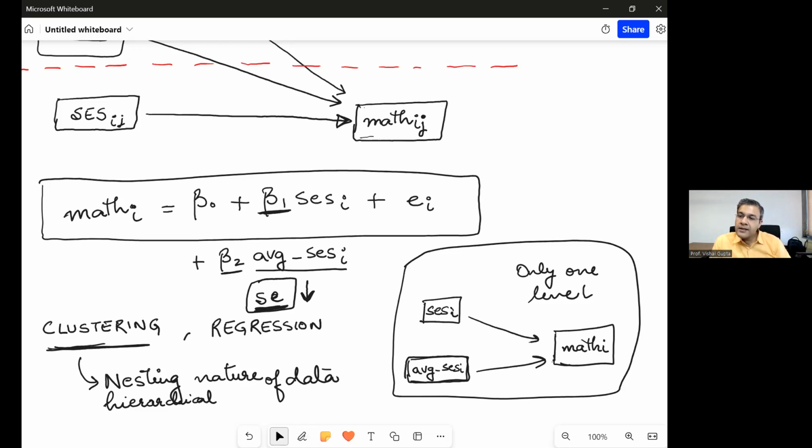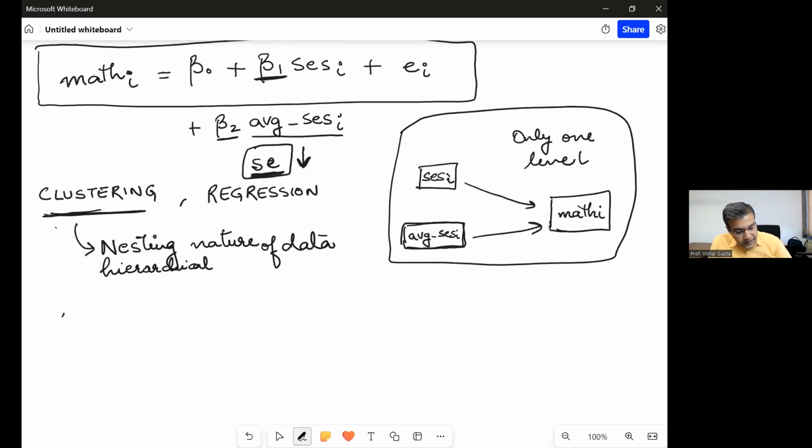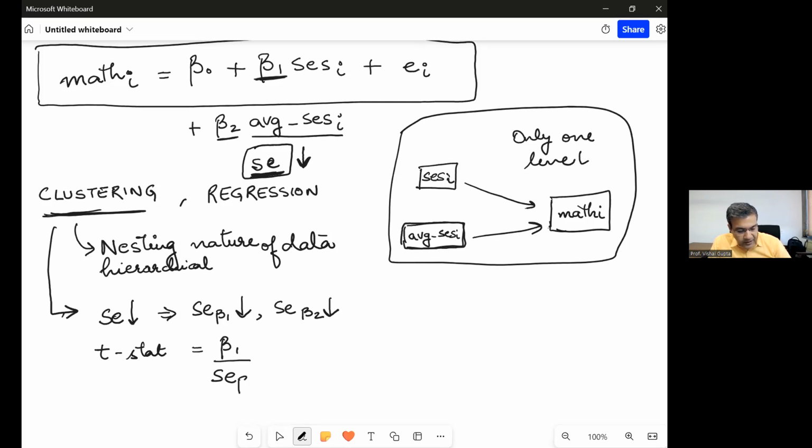Because what is standard error? It is nothing but deviation. It is capturing the variance of your observations. So if there is clustering, clustering has an impact on standard errors going down. So you will actually have standard error of beta 1 going down, standard error of beta 2 going down because of the clustering nature. And if you don't model that, remember, what is our T stat? Our T stat was beta 1 divided by standard error of beta 1. This is what we used to write in regression hypothesis testing.